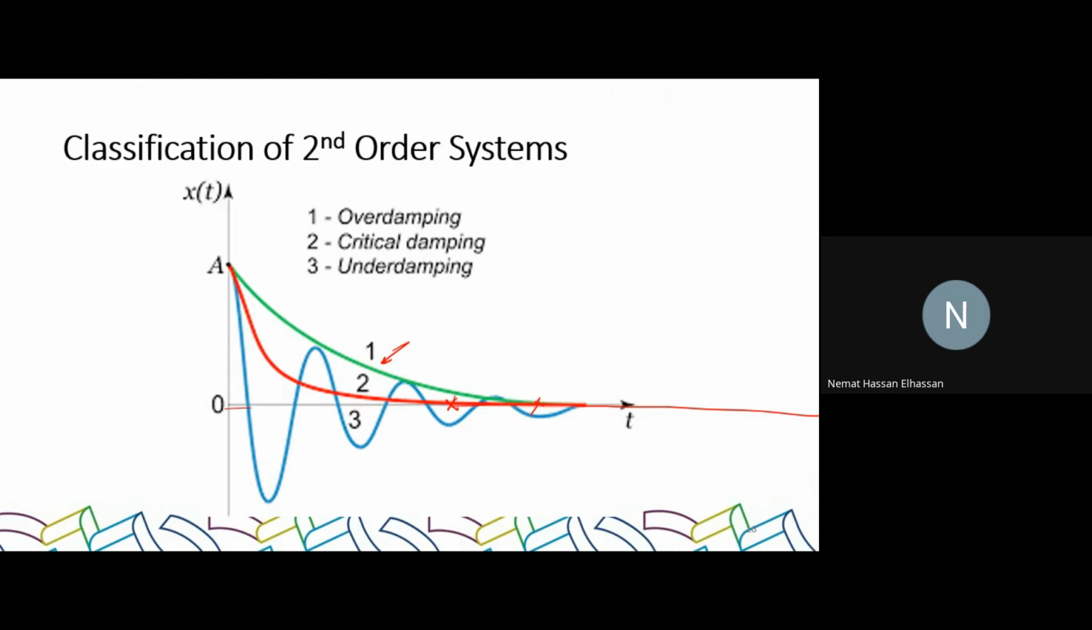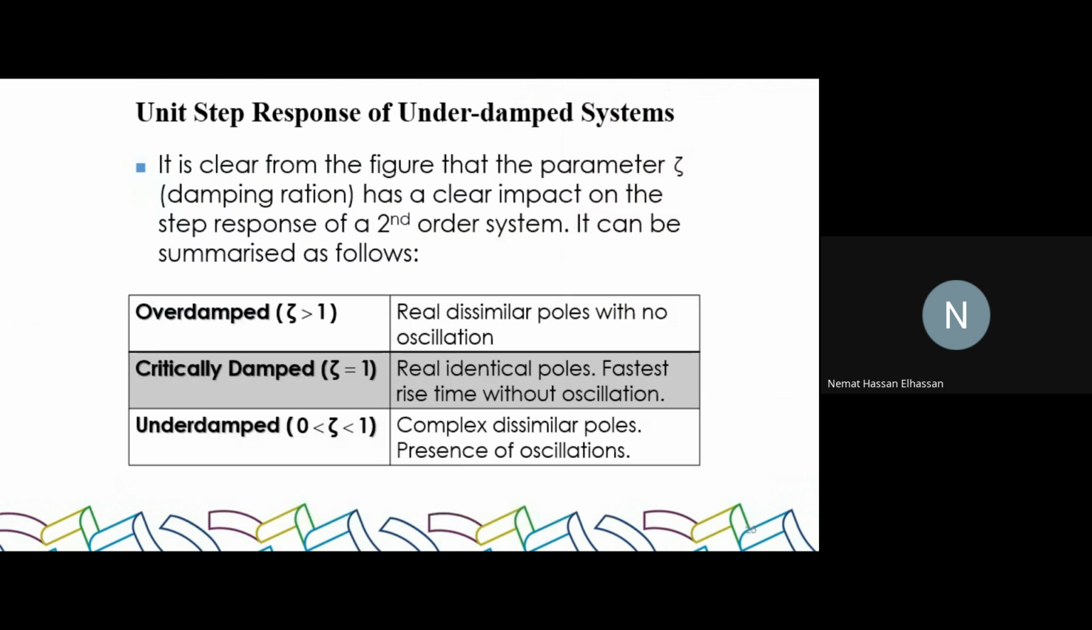So how does that depend on the value of zeta? It's a simple rule. Remember that we compare the transfer function to the standard form and calculate the value of zeta. If zeta is greater than 1, you're going to have an overdamped system, and it will go like this. If zeta is equal to 1, you'll have a critically damped system. It will drop a little bit faster to the stable value.